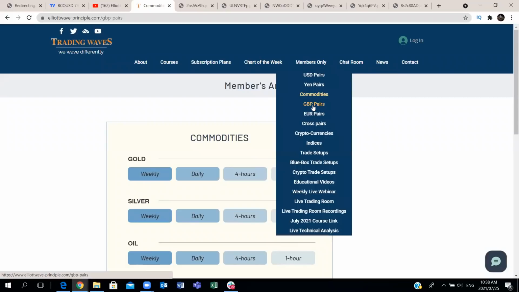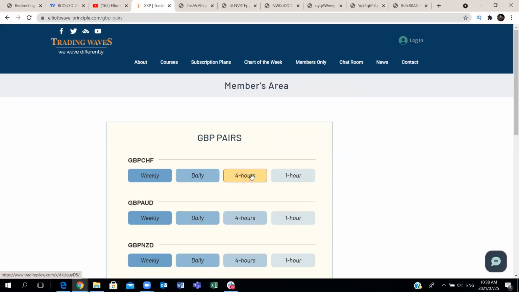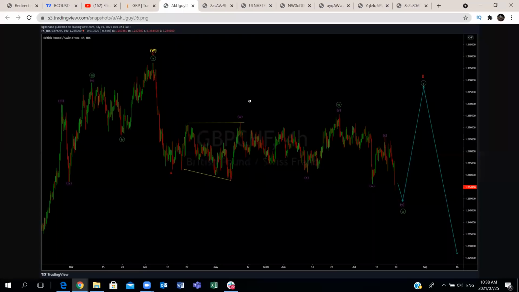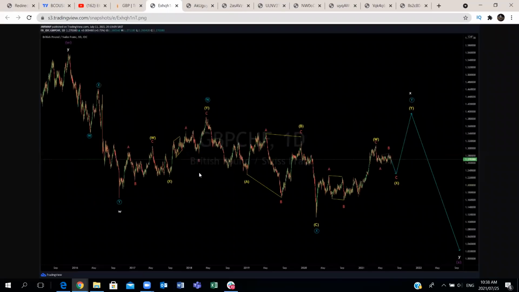Let's look at the pound pairs. You've also seen the pound pairs during the trade recaps as well. Let's look at pound chief. Pound chief is interesting. Let's have a look here. Before I show you this structure, I want to show you the bigger one here on the daily, so you can see where all of this is coming from.